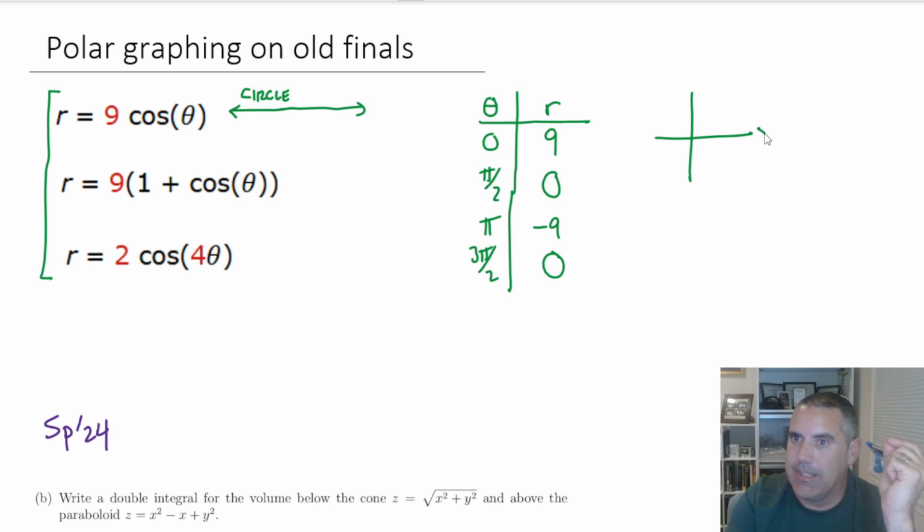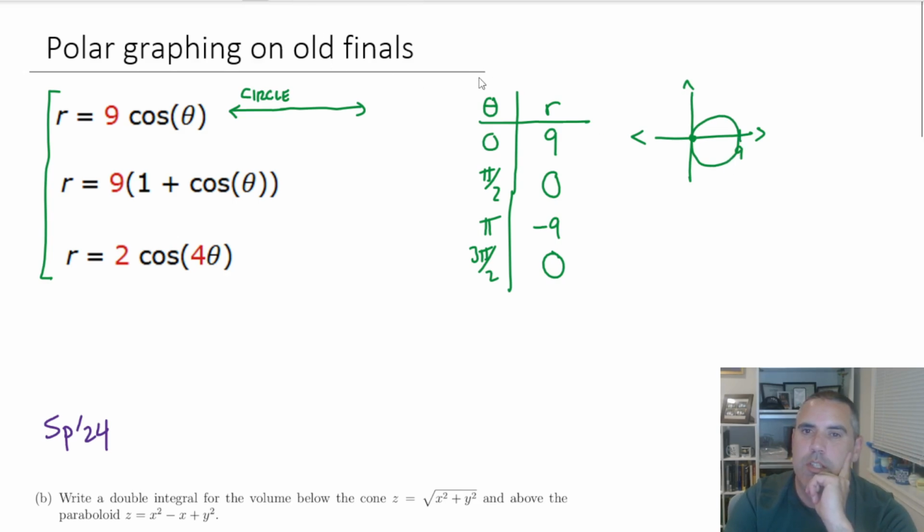So when you're looking this way, you get 9. When you're looking up, you get 0, which means you hit the origin. When you're looking to the left, you get -9, so you're back here, and then you're like, oh yeah, circle. So if I was going to put something on my note sheet, I would say, all right, we've seen this quite a few times. This is a circle. It's just not centered at the origin.